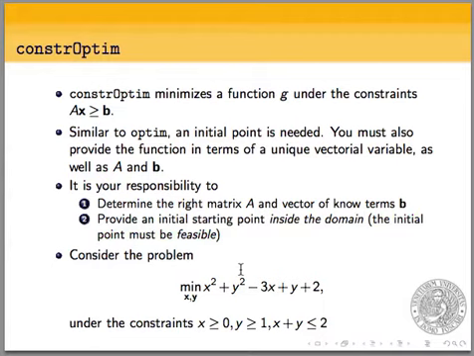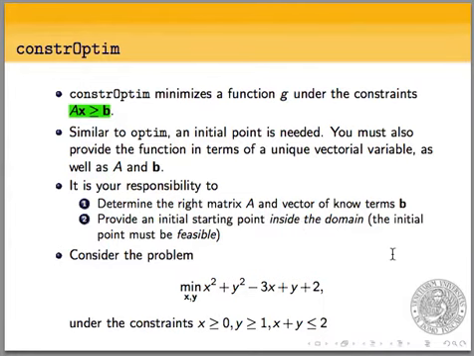So as an example to illustrate the use of constrOptim, I picked the following problem. So I want to minimize the function x squared plus y squared minus 3x plus y plus 2 with respect to the variables x and y under three linear constraints, which are x bigger or equal than 0, y bigger or equal than 1, x plus y smaller or equal than 2. Let me stress that this constraint must be manipulated in order to rewrite it in a form which is compatible with the standard way to write constraints for constrOptim, which is requiring to reverse the inequality as you see there.